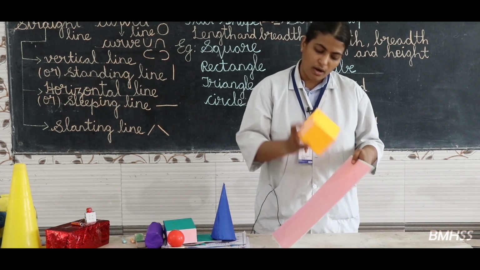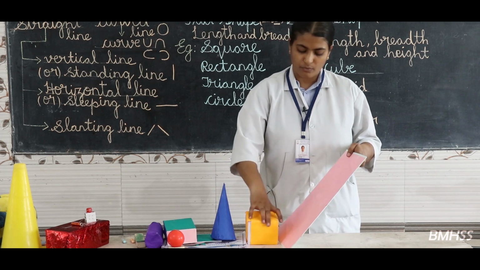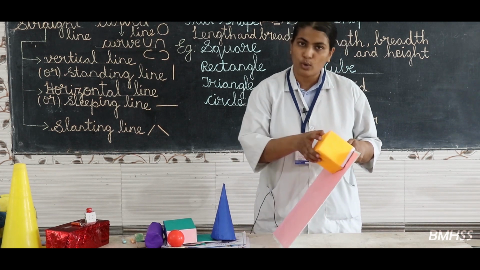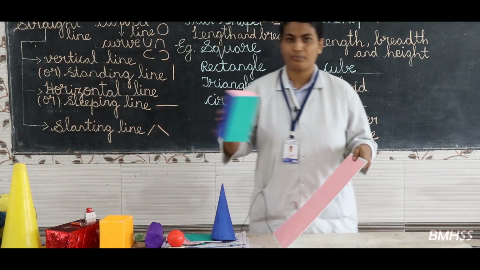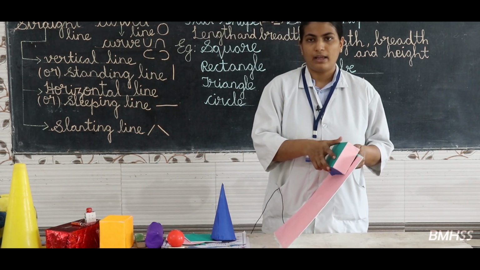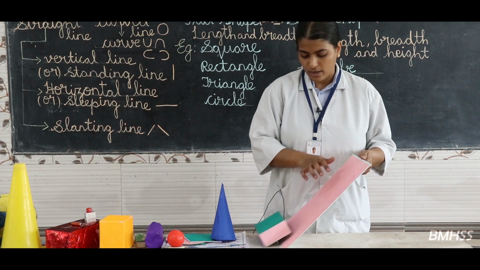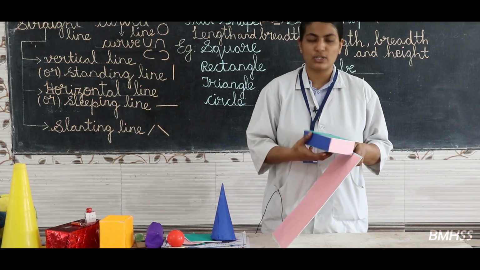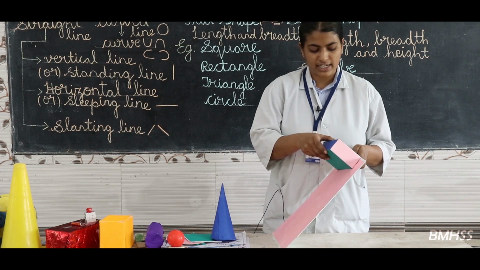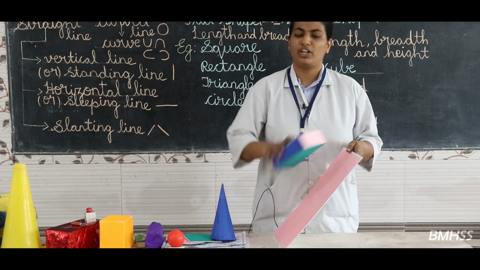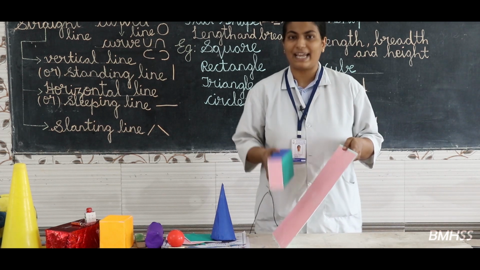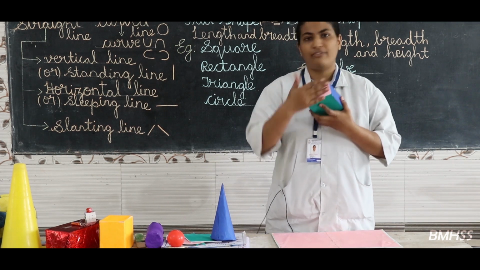So however you rotate it, in whatever phase you rotate it, the cube will slide. Okay children, now shall we try it with a cuboid? Now see here, a cuboid. Ma'am is placing a cuboid. What happened? The cuboid is also sliding. Ma'am is changing its face. See, this is also sliding. When you keep it, this is also sliding. However you turn it, it will slide because this also has a flat face.